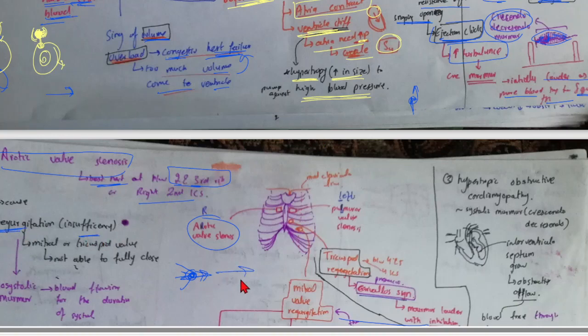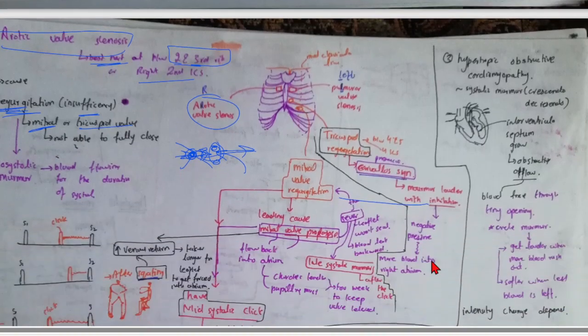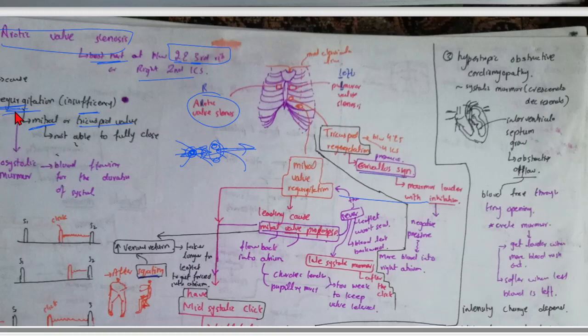Another is regurgitation or insufficiency. For example, if the blood comes here and this valve needs to close but it can't close, the blood moves out, and this is called regurgitation. There are two kinds of regurgitation, one is mitral, another is tricuspid. If the mitral or tricuspid valve can't close completely, the blood moves back. Another is the holosystolic murmur due to regurgitation, with blood flowing for the duration of systole. During systole, the blood also moves to the atria, so this is called a holosystolic murmur.